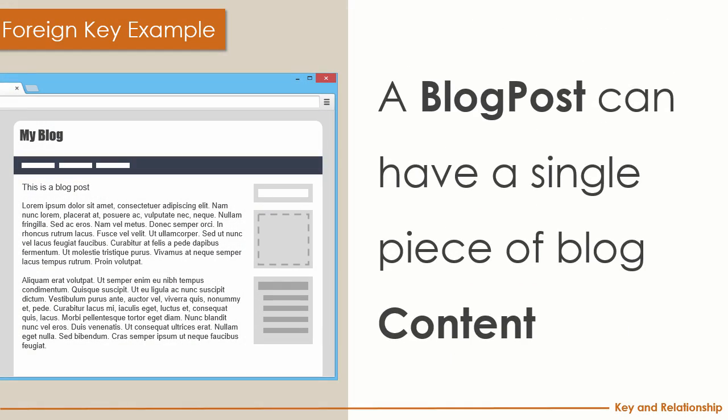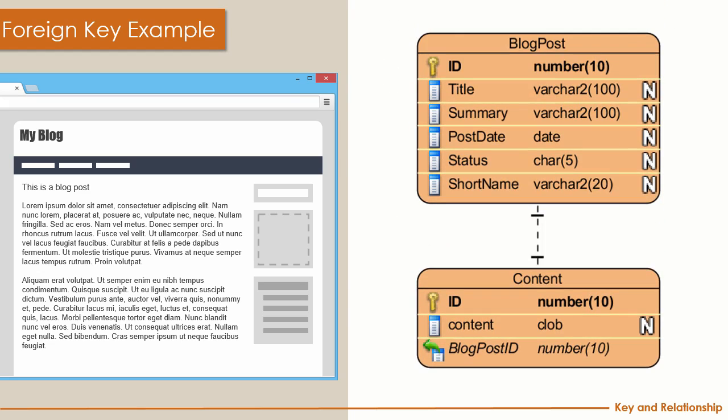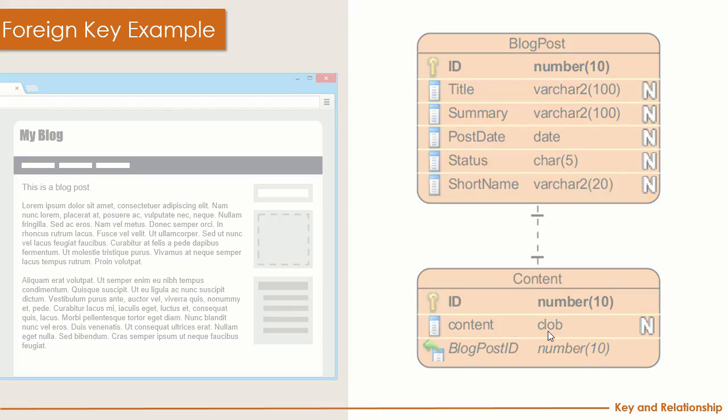And let's take a look at the one-to-one relationship. For a blog, they have the blog content. And you have the blog post with the title, summary, etc. And the content is the blog. The content is some long text, so you separate it into another table.